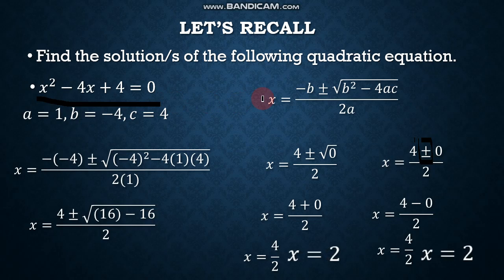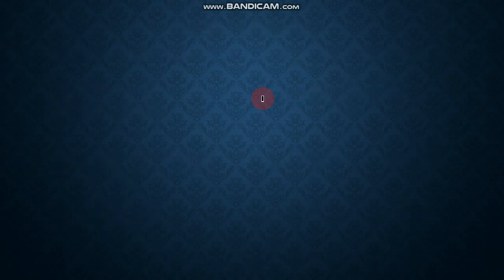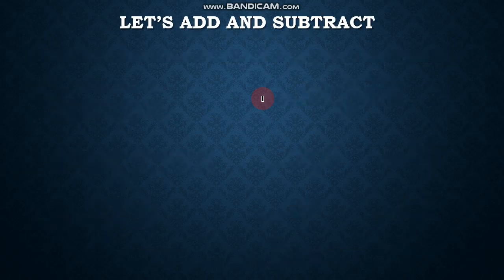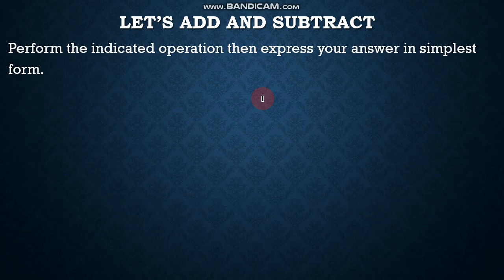You are able to find the solution of the quadratic equation. Now, let's add and subtract fractions. Let's have this: 1 over 3 plus 2 over 5. To add fractions, we must remember that the denominators of the two fractions must be equal, but in this case, the denominators are not equal. So, let's find the LCM.